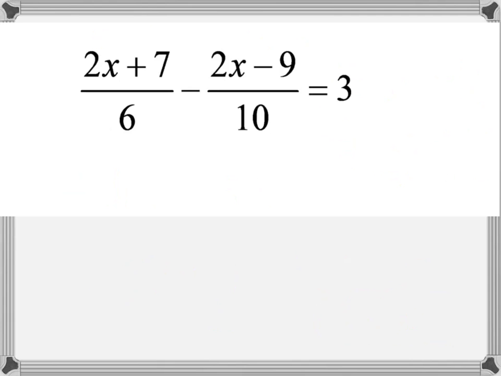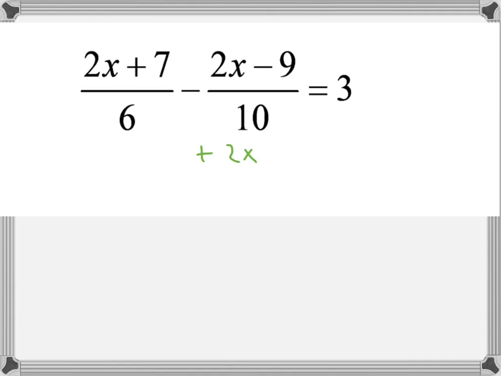Okay, we have one more. So here it's a little trickier because I have two algebraic expressions that I need to add together, but they don't have common denominators. So what I want to do is, let's add this algebraic expression to both sides here.